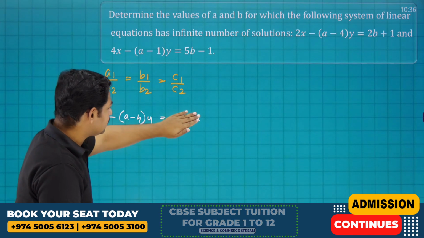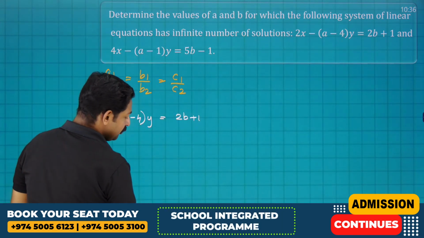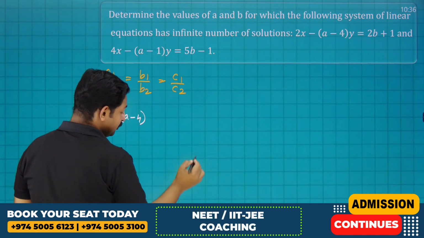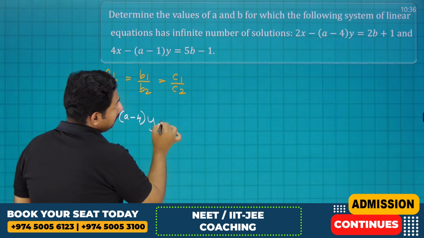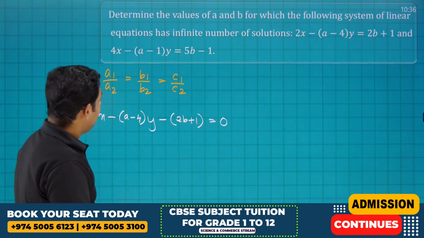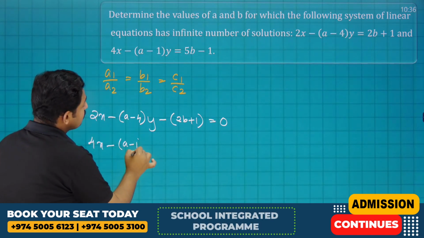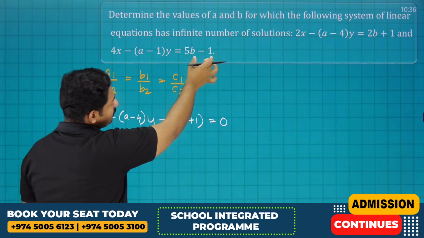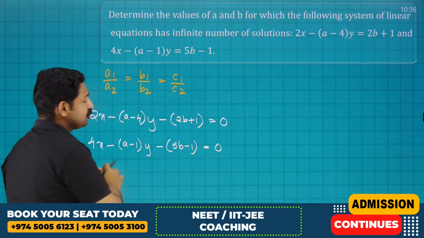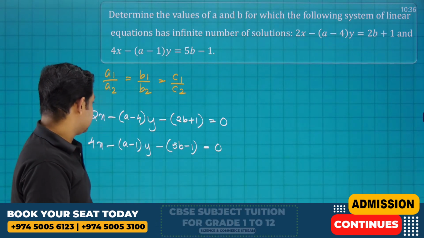Okay, now if you bring this 2b plus 1 to the left side, it will be in the standard form. So if you bring it to the left side, you will be getting 2x minus (a minus 4) y minus (2b plus 1) equal to 0. And also the second equation, 4x is there, minus (a minus 1) into y is there. If you bring that 5b minus 1 to the left side, you will be getting minus of (5b minus 1) equal to 0. So both the equations will be in the standard form. Okay, that's all. Now we can equate this.